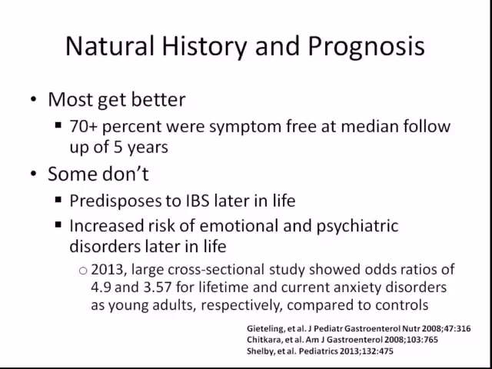And most recently, it's been shown that functional GI disorders in childhood increase the risk for emotional and psychiatric disorders later in life. The best data for this is from a 2013 large cross-sectional study showing odds ratios of 4.9 and 3.57 for lifetime and current anxiety disorders, respectively, in young adults with functional GI disorders compared to controls who did not have functional GI disorders.